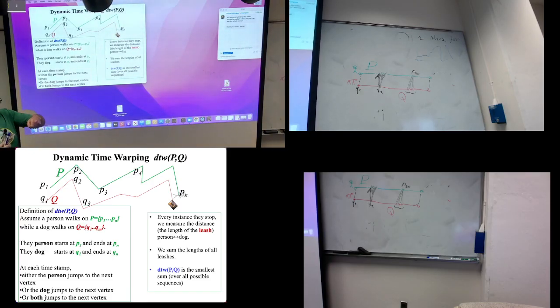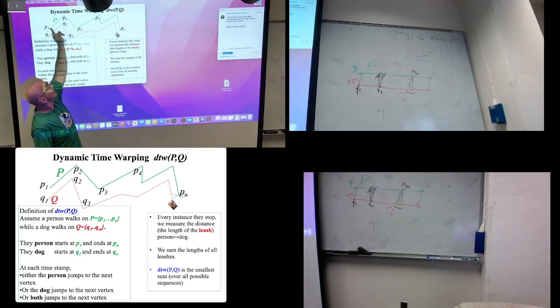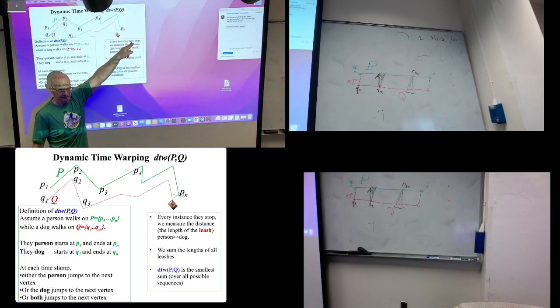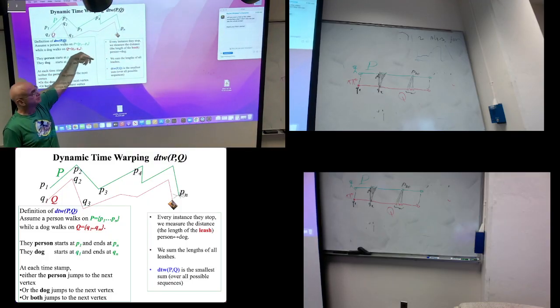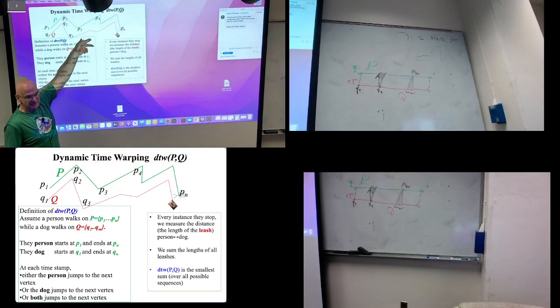Now you see that there are different schedules. One schedule is that the person stays in P1, the dog runs all the way to Qn, sorry, the dog runs all the way to the end, and then the person will start moving. That's one possible schedule. Another schedule is that they are moving together. But there are exponentially many other schedules. Each one of them can start and stop whenever they want.